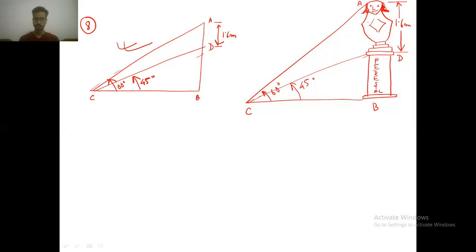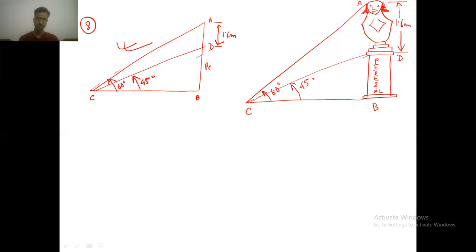No need to draw this figure. I am drawing this for your understanding. Now see, C is the point on the ground. From the point C, the angle of elevation of the top of the statue. AD is the statue, BD is the pedestal. Now A is the top point of the statue, and D is the top point of the pedestal, or the bottom point of the statue, yes or no? This is your pedestal.